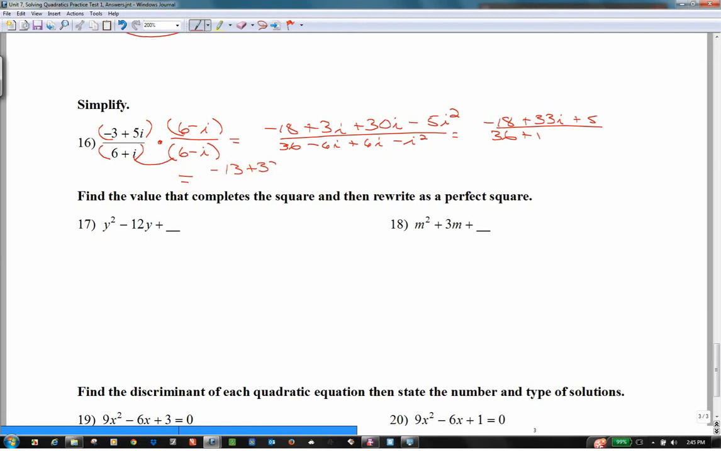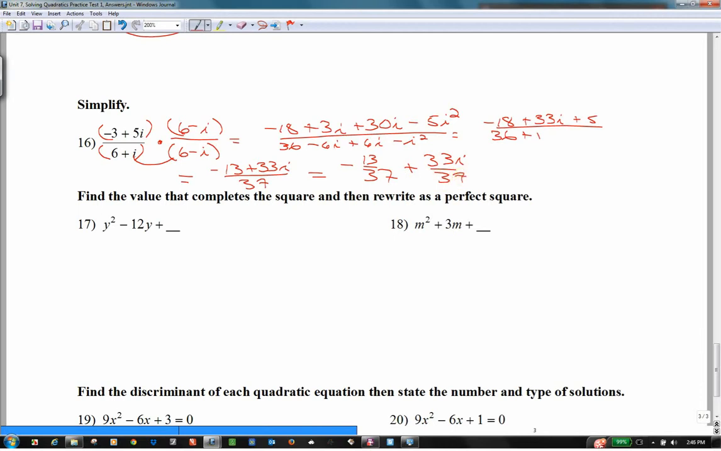And I'm going to go ahead and split those up into the real portion and the imaginary portion. So what that'll be is a negative 13 all over 37 plus 33i all over 37. And can I reduce anything? No, the 37 is not going to be able to reduce. So that would be my answer.